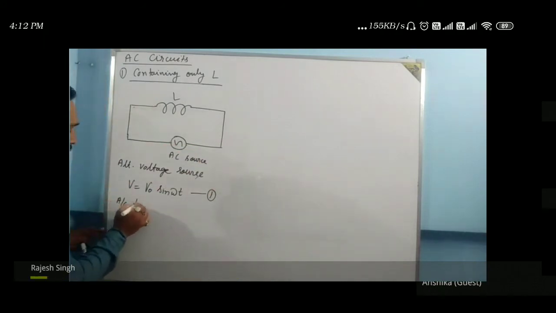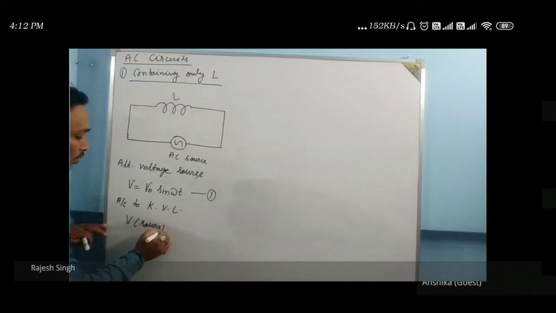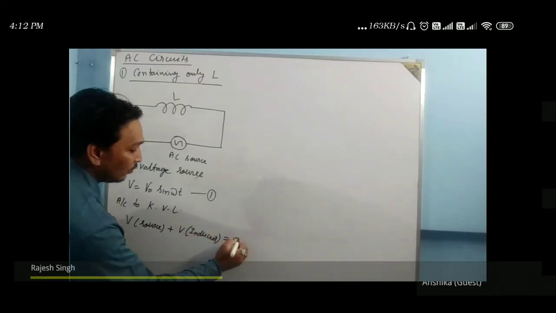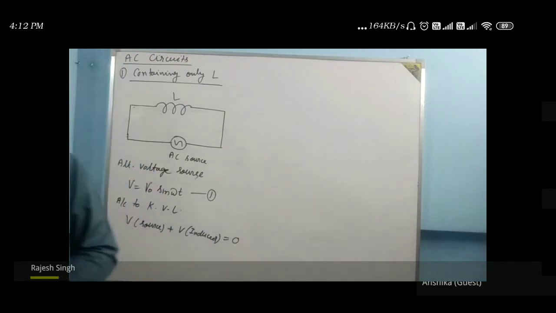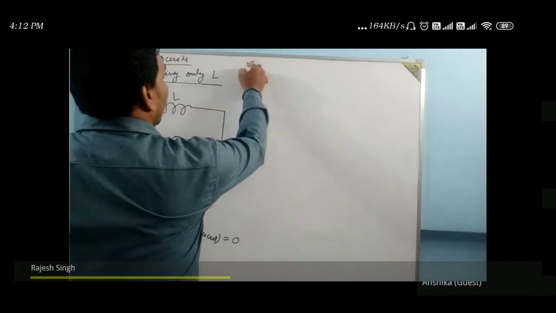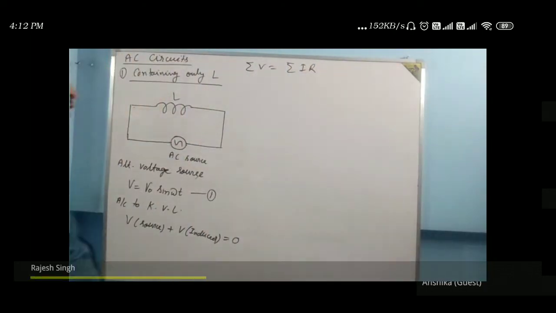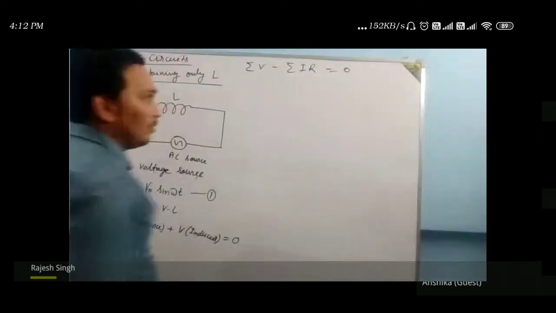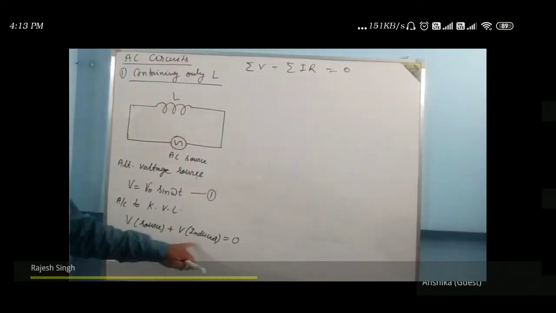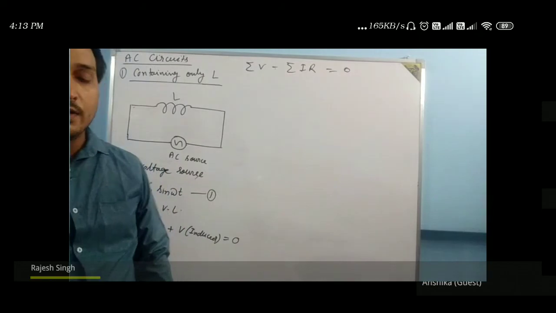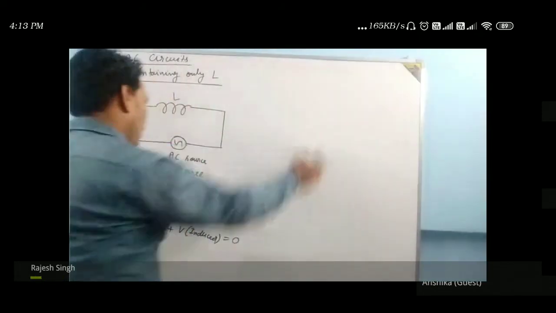According to Kirchhoff's voltage law or Kirchhoff's loop law, V of source plus V of induced, whatever is induced, is equal to 0. V is equal to IR. I must write V is equal to IR. Sigma V is equal to sigma IR. This is Kirchhoff voltage law. If you don't remember this, sigma V minus sigma IR is equal to 0. Here only voltage is there, no resistance is there. So this factor IR is 0. Is it clear?